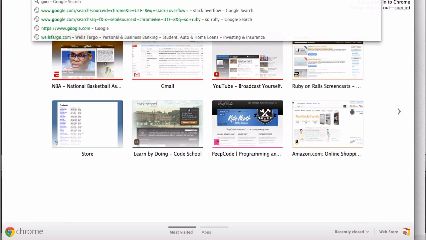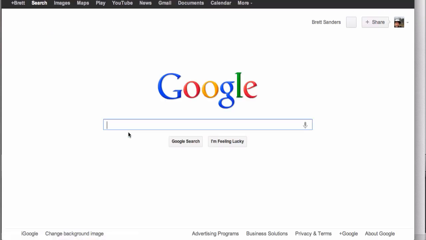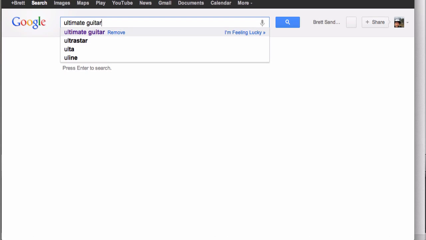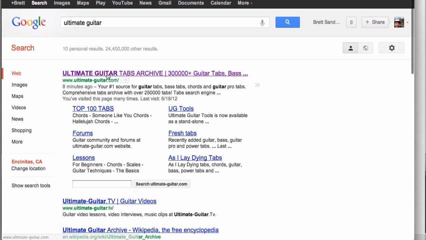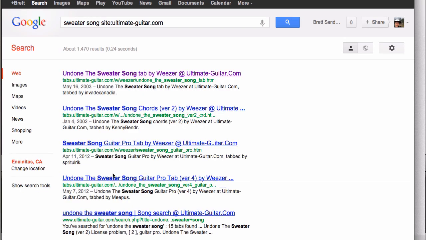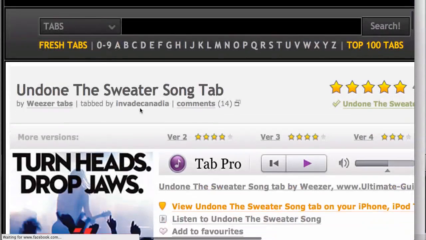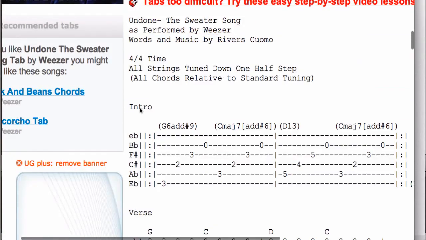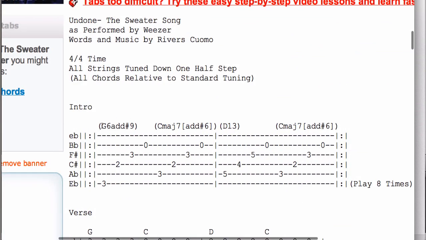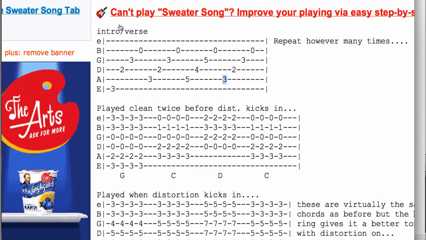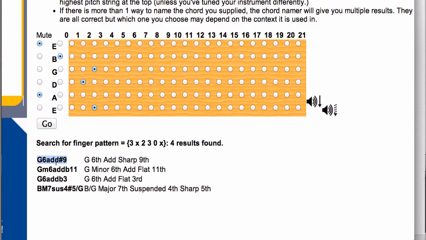So real quick, I'm going to keep this tab open. I'm going to go back to Ultimate Guitar, and I'm going to search for Sweater Song. I want to go to that other tab again. Oh, so see, he had that chord G6 add sharp 9. And that's what we got from this one. So the question is why, like what does that mean? Like what is this talking about?